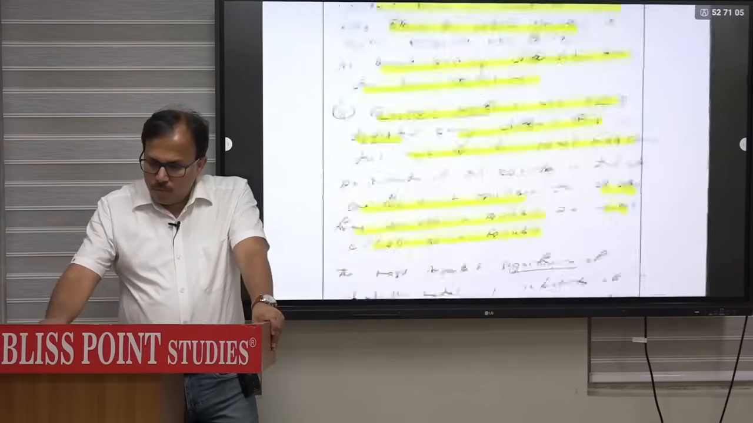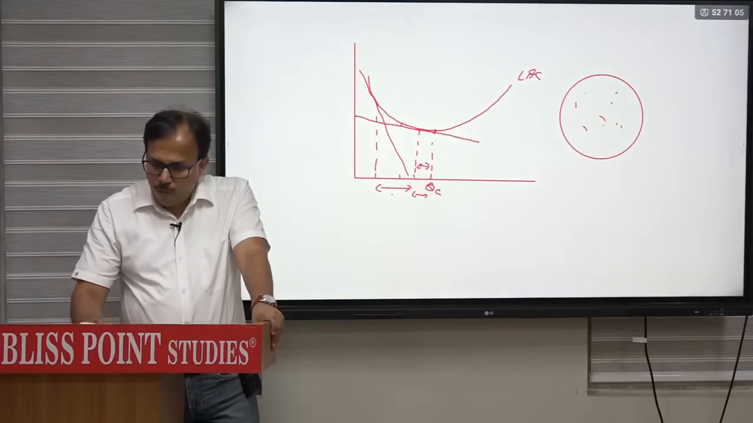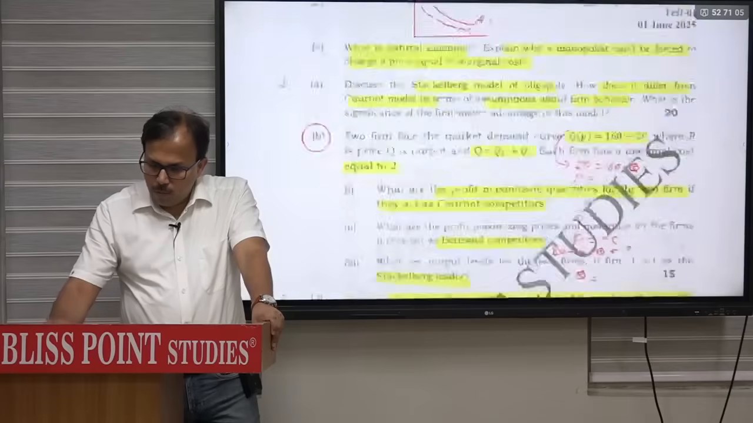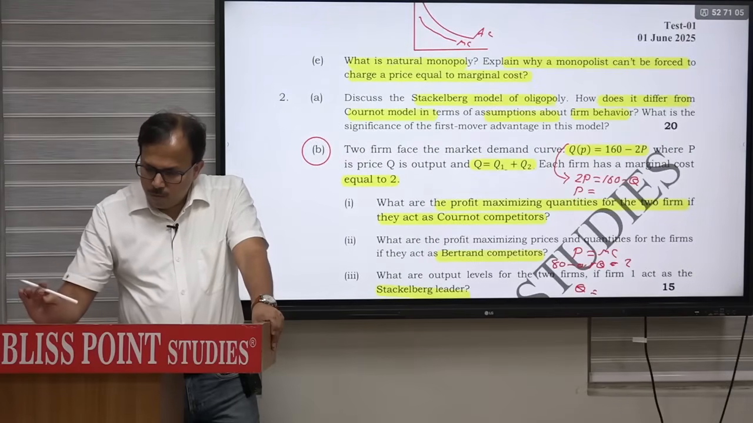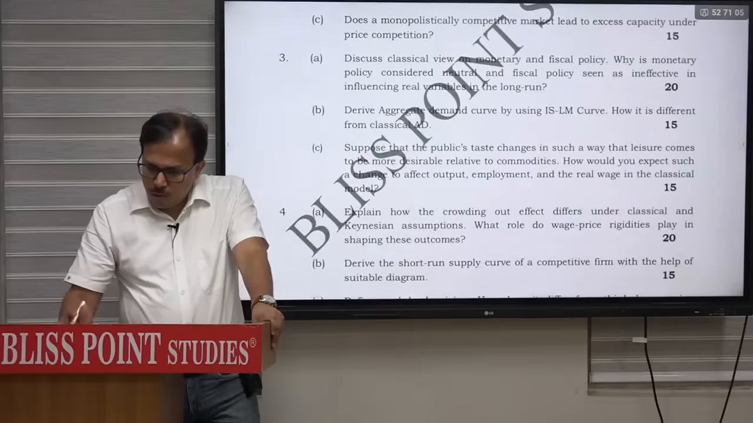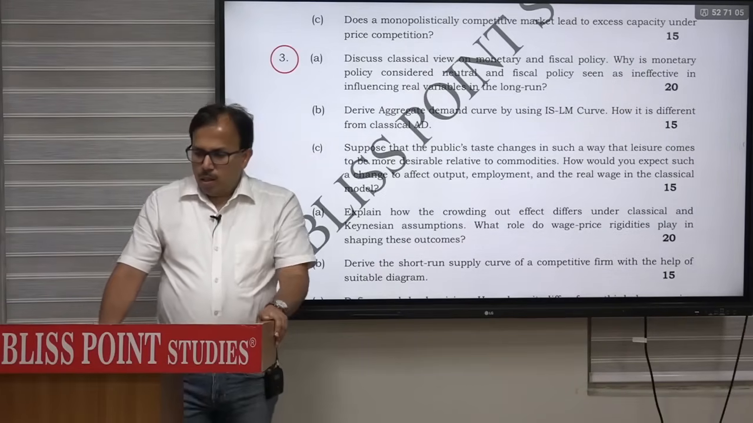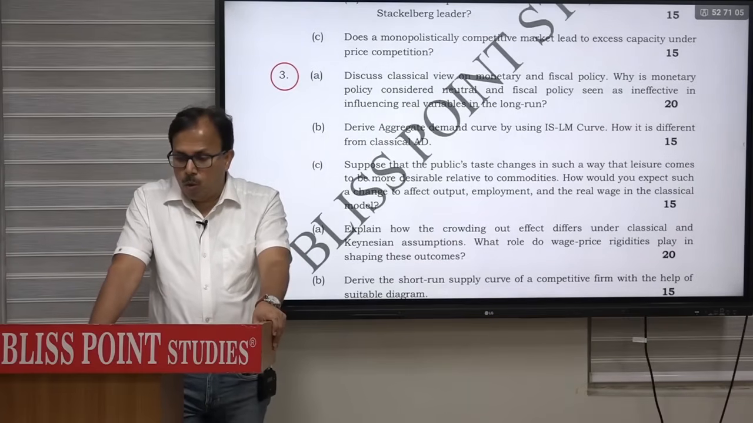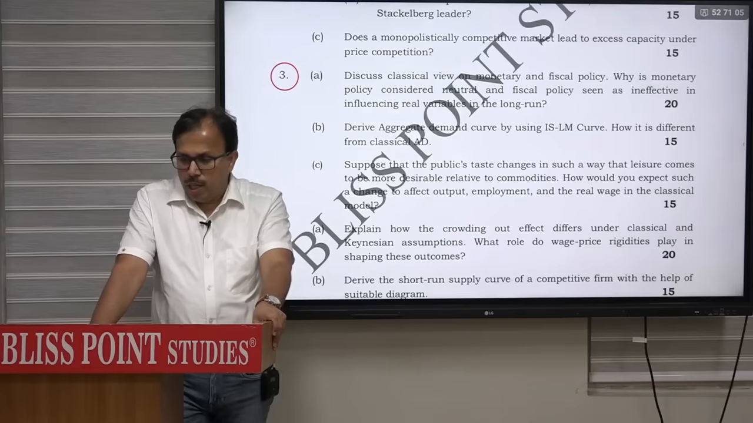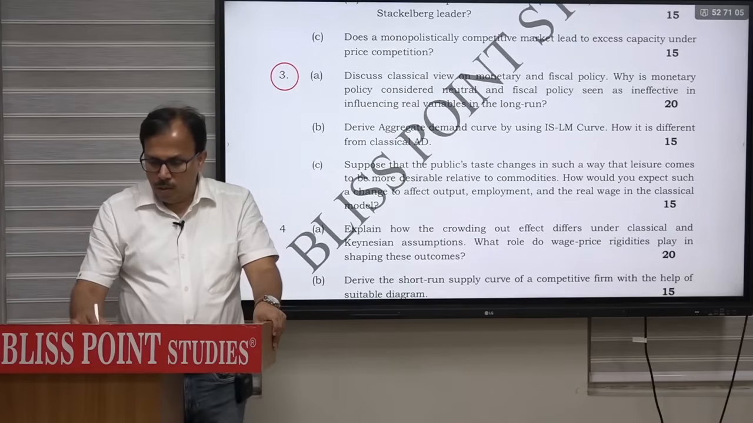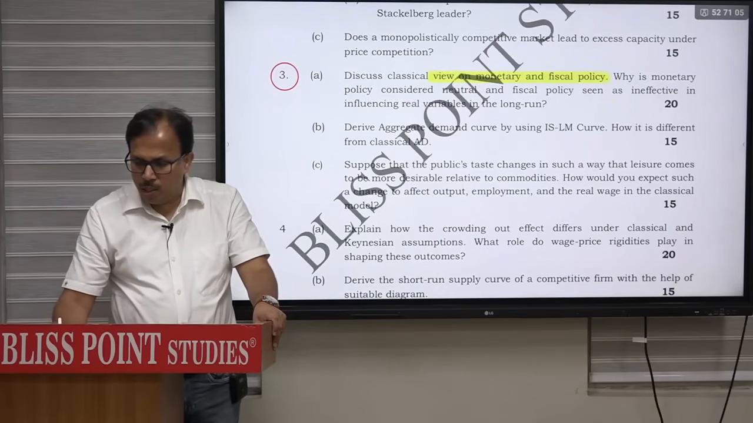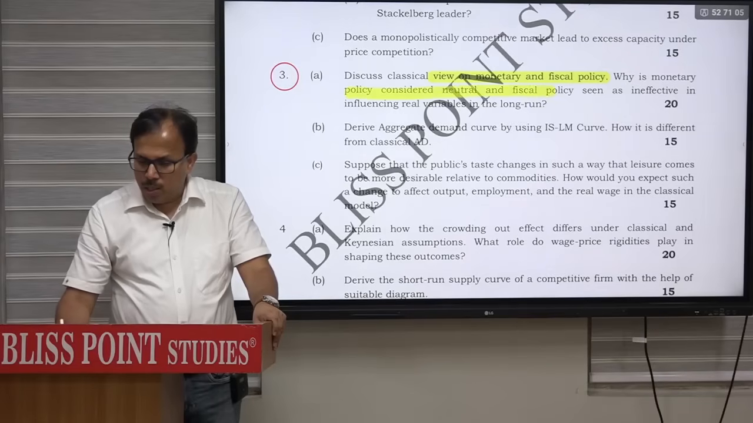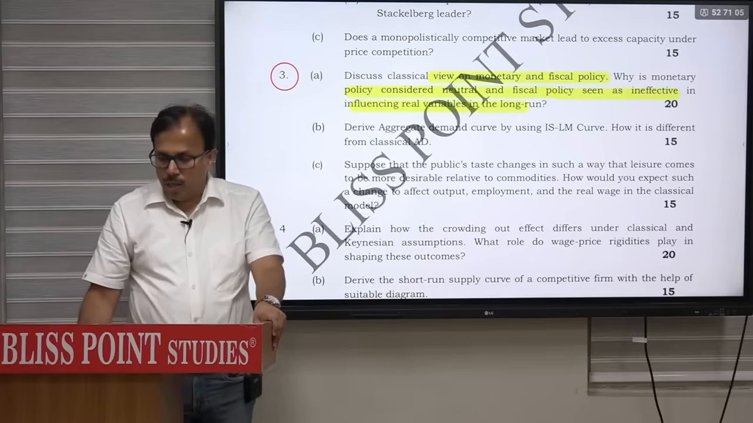Now third question. Focus on this question number 3. Now this is from the macro section. Discuss classical view on monetary and fiscal policy. And why is monetary policy considered neutral? First discuss classical view on monetary and fiscal. Why is monetary policy considered neutral and fiscal policy seen ineffective in influencing real variables in the long run?